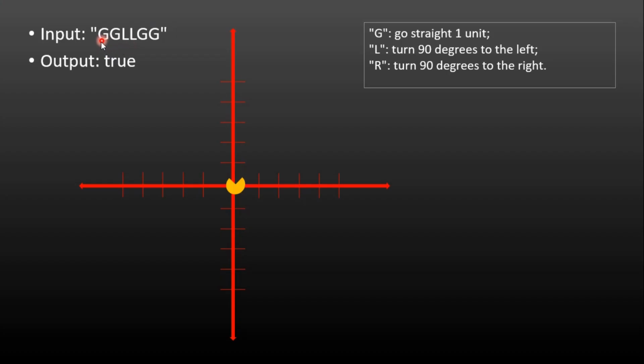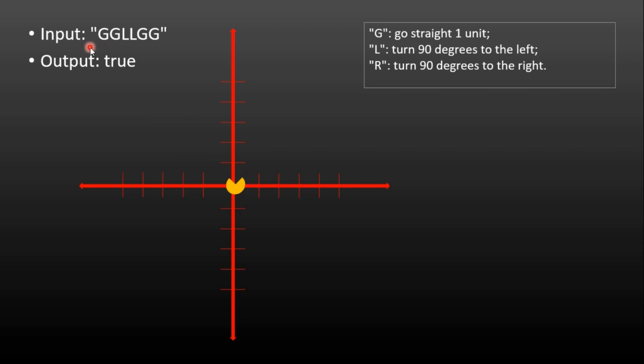So this is the first example where the input is GGLLGG, and G means go straight 1 unit, L is for turn 90 degrees to the left, R is for turn 90 degrees to the right. Initially they have mentioned that the robot will be facing to the north, right? So this is the north, this is the west, this is the east, and this is the south, and it's at 0, 0 position initially. Okay, so let's take the path, right?